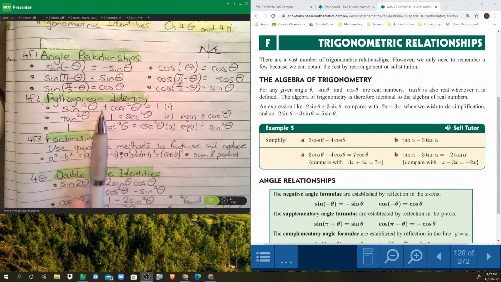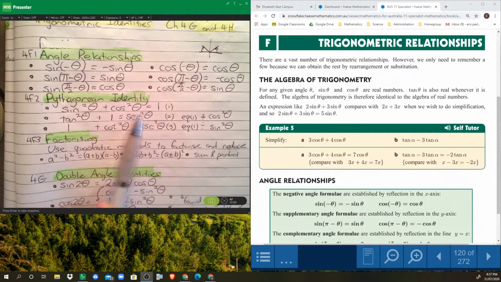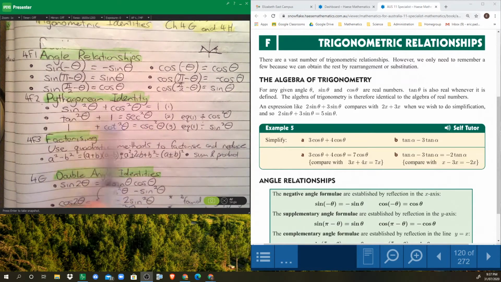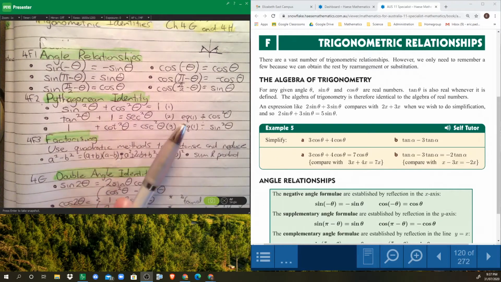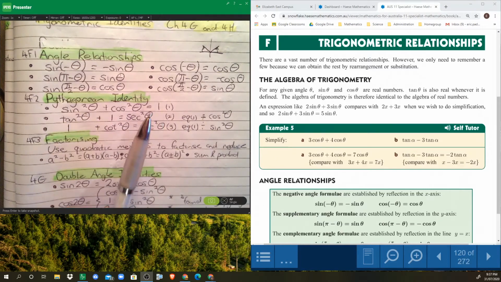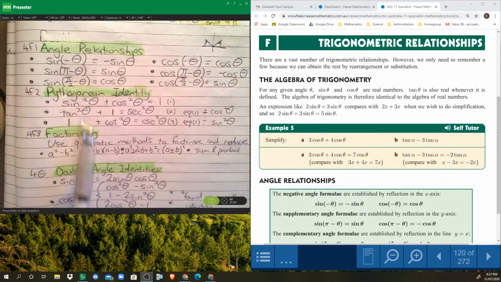So in the Pythagorean identity, we also did this one in methods. Sine squared plus cosine squared equals 1. You could use that to convert from sine to cosine. These two are derived from that. This one's quite useful in other applications.